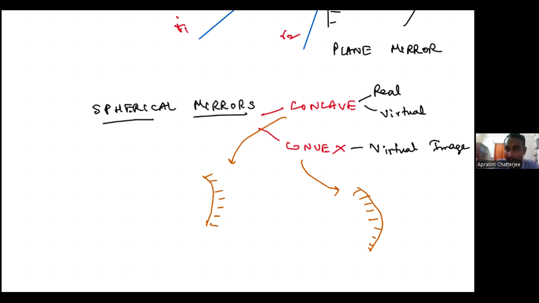So how do these mirrors produce these images? We have something called ray diagrams for understanding how they form the images. So let us take that some other day at some other time. Let me keep this today till here.